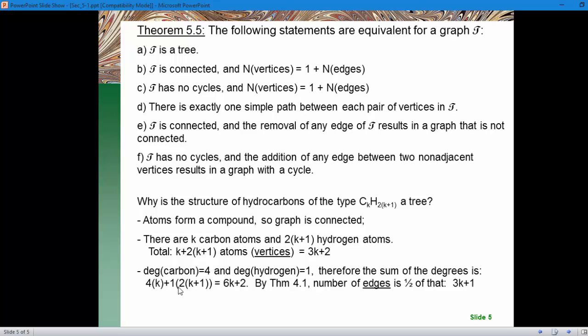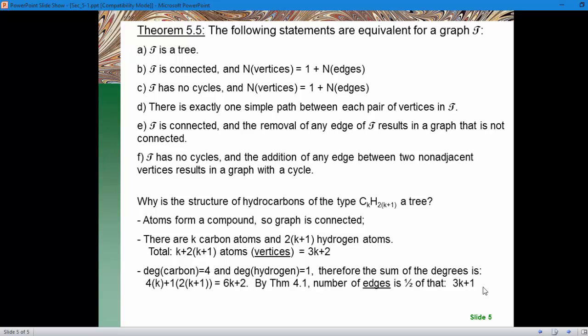Now let's add all the degrees of the hydrogen atoms. The degree is 1 for each hydrogen atom. So it's 1 times the number of hydrogen atoms. So the sum of all the degrees will give us 6K plus 2. And we saw a theorem before in chapter 4 that says that the number of edges is half of the sum of the degrees. So if this is the sum of the degrees, we divide that by 2, we have 3K plus 1.